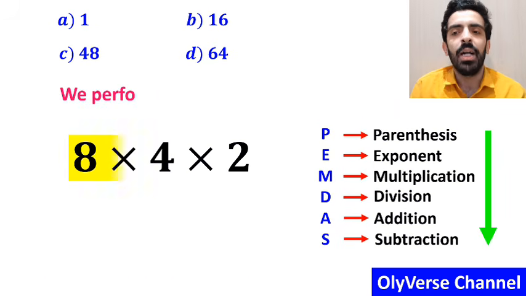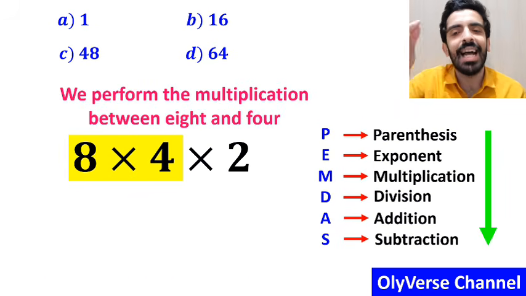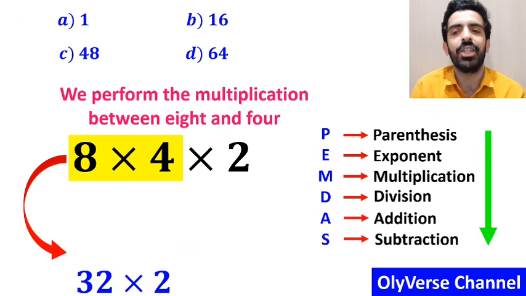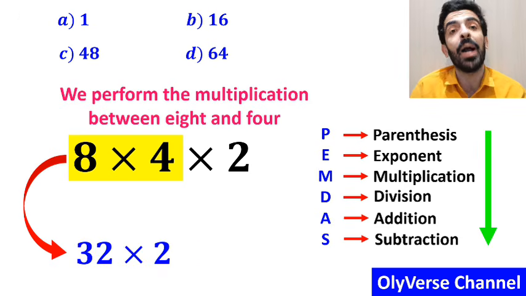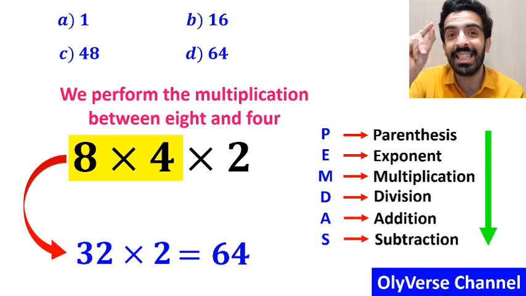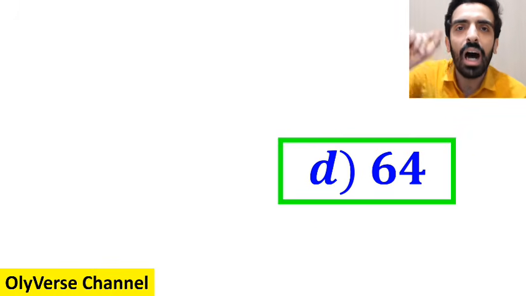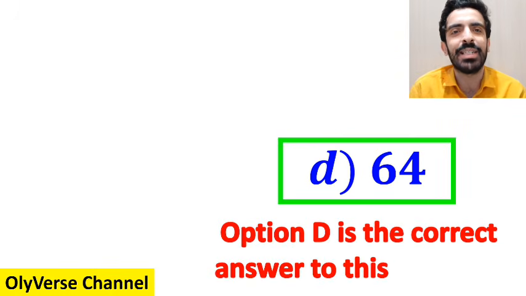And in the final step, we perform the multiplication between 8 and 4, and instead of this expression, we can write 32 multiplied by 2, which finally gives us the answer 64. Therefore, option D is the correct answer to this question.